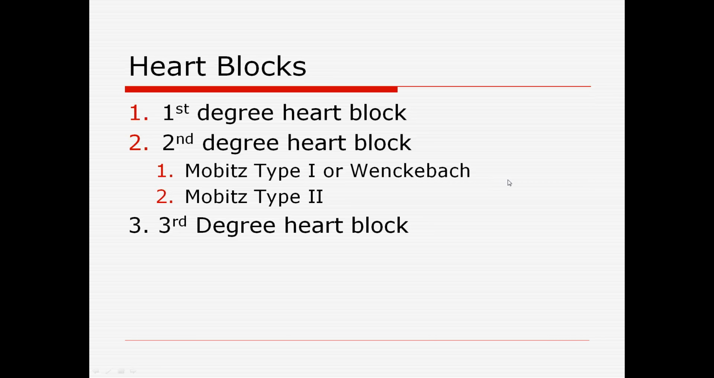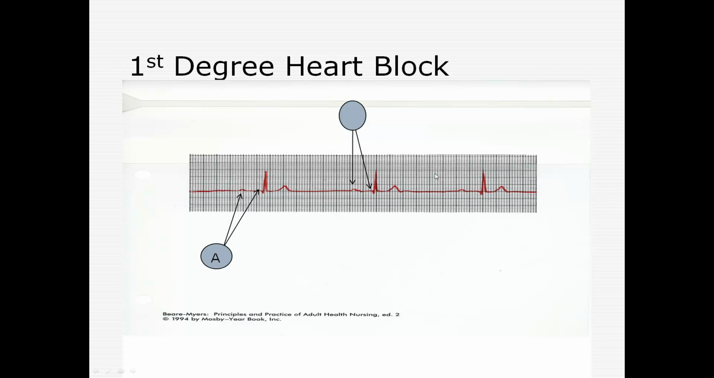Heart blocks. There are 3 major heart blocks. Second degree heart block has 2 types. This is what happens when you get a heart block and something's happening between the SA node and the ventricles. It's usually one of these. Let's look at these. So a first degree heart block.